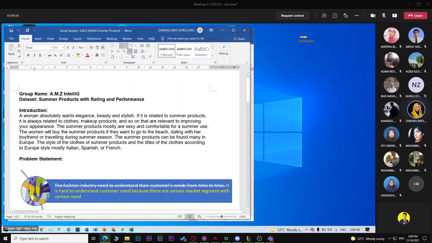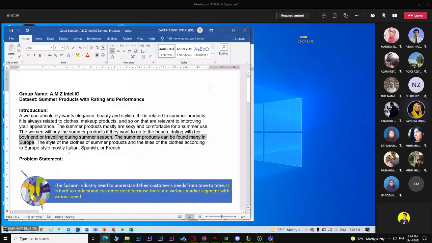Macam ni lah. A woman absolutely wants elegance, beauty and style. If you relate to summer product, this is about clothes, industry and so on. Again, this one go and read. Talk about summer. Summer usually very short. You have to sell it during that short period of time because once fall comes in, your baju dah tak laku. That is a four season country lah. This is a European style.